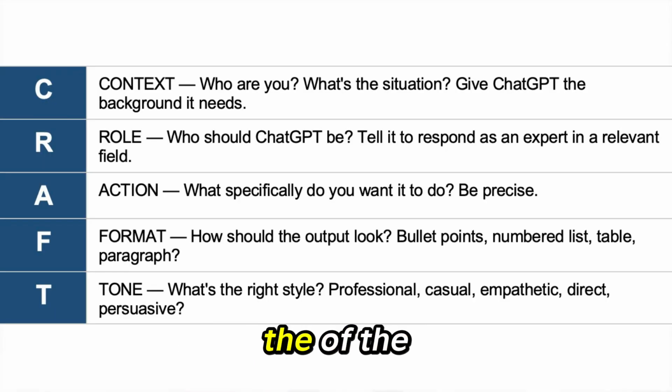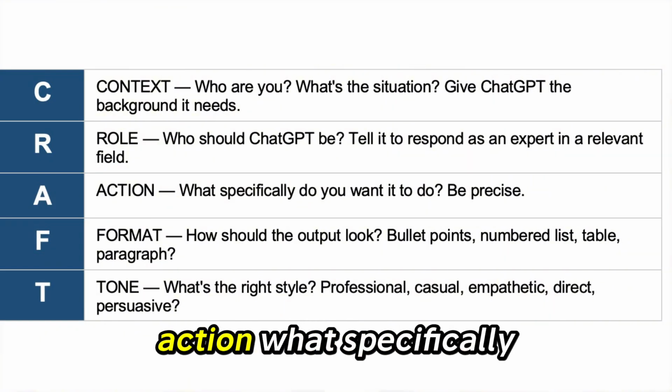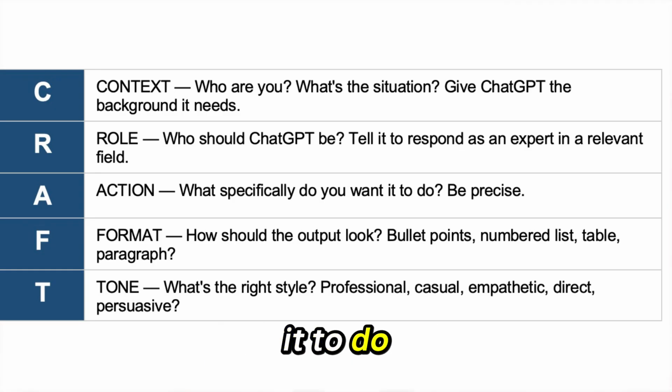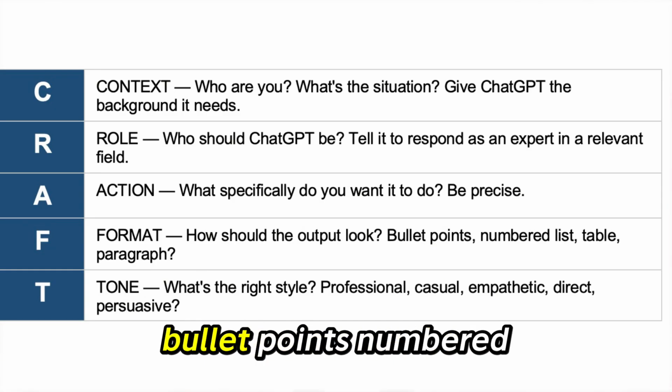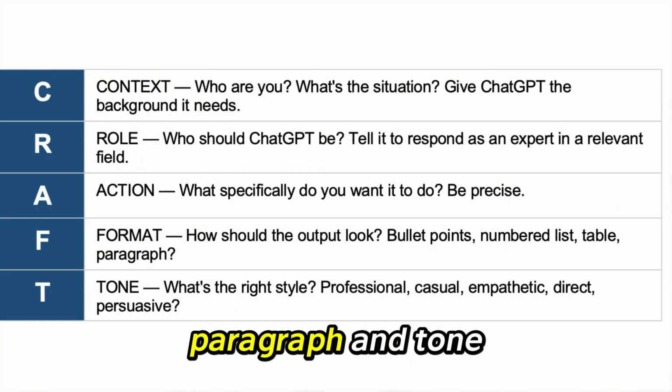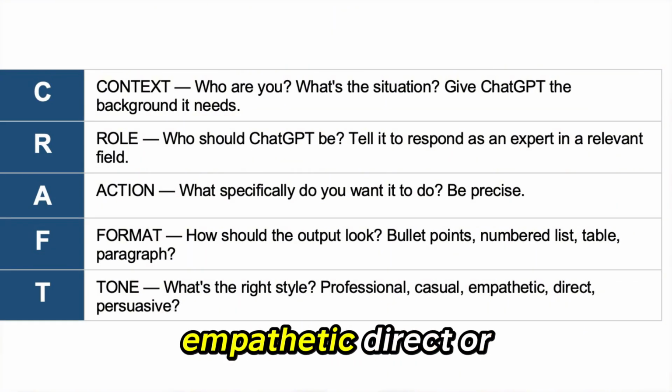Okay, the first one of the CRAFT, C, it's context. Who are you? What is the situation? And give ChatGPT the background it needs. The next one is R, role. Who should ChatGPT be? Tell it to respond as an expert in a relevant field. And the next, action: what specifically do you want it to do? Be precise. Then format. How should the output look? Bullet points, numbered list, table, paragraph. And tone. What is the right style? Professional, casual, empathetic, direct, or persuasive?